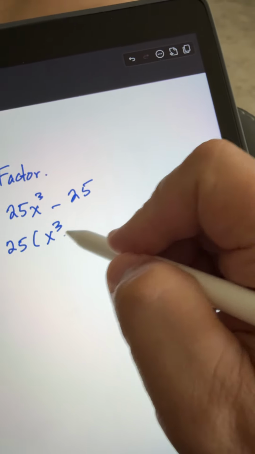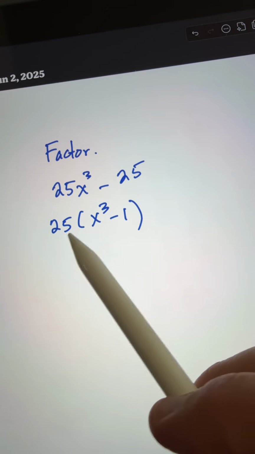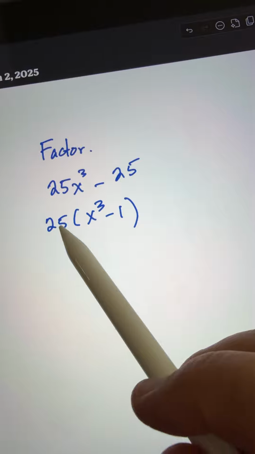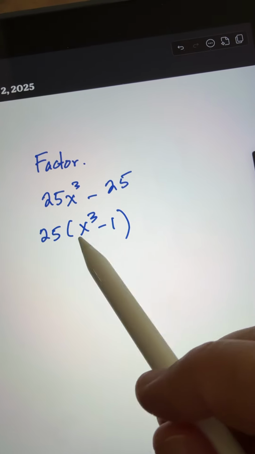So it's going to look like that. So we factored out a 25, and we can double check it. This times this is that, and this times this is that. Now we're going to factor this part again. It is the difference of two cubes.